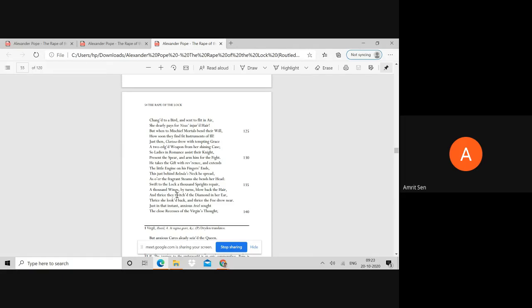What is the role of Clarissa in this poem? Now, I will discuss this in a separate class, but let me point out two things. One is that this line was in the original poem of 1712, Clarissa's separate speech was enhanced and put in the 1717 version. So obviously, Clarissa had a role to play in the 1712 edition also.